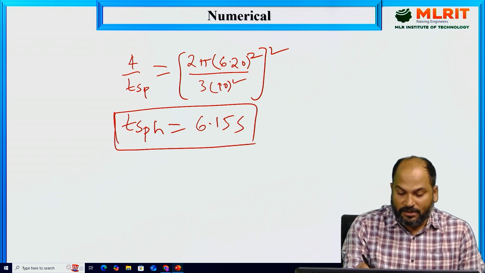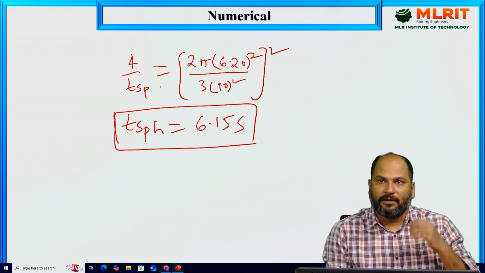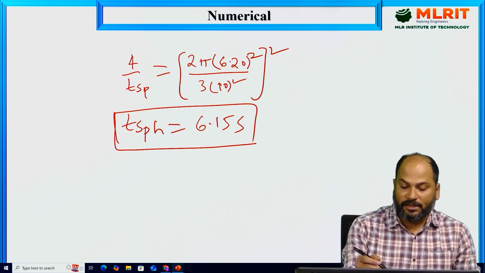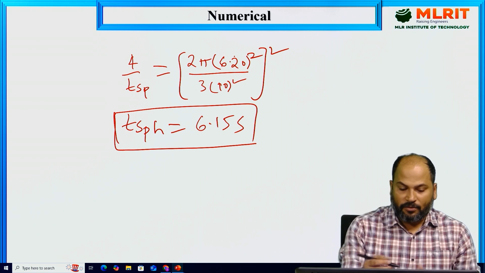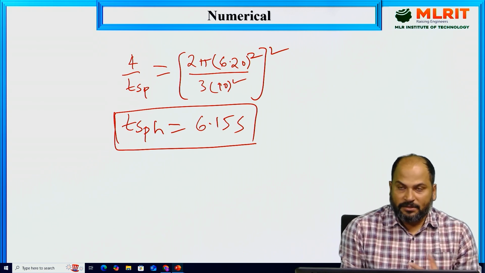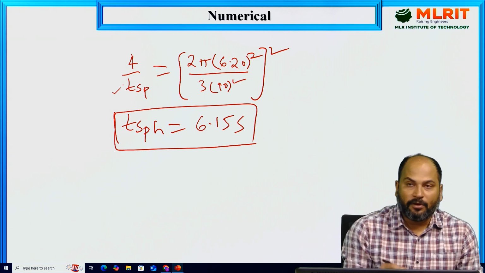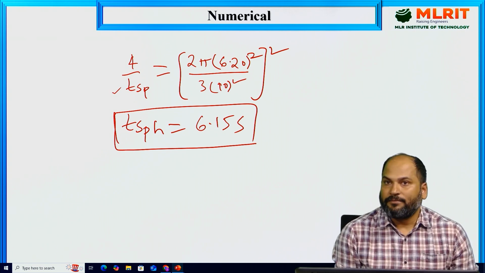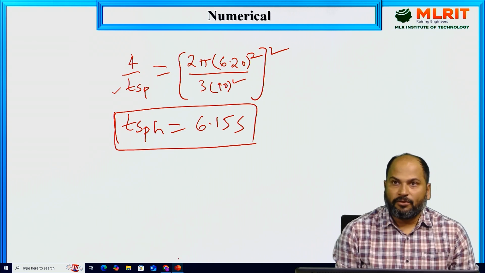I hope everybody can do the calculation. This is not a tough calculation, and in GATE you already know a calculator is also allowed. So easily, we have already put all the values, so we just have to do the calculation, and once we do it, finally we will get the solidification time of the sphere, and it comes out to be 6.15 seconds. Okay, so this will be the solidification time.